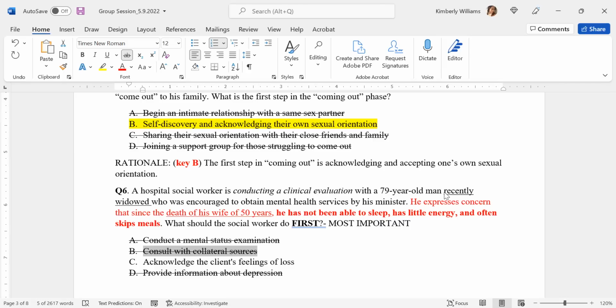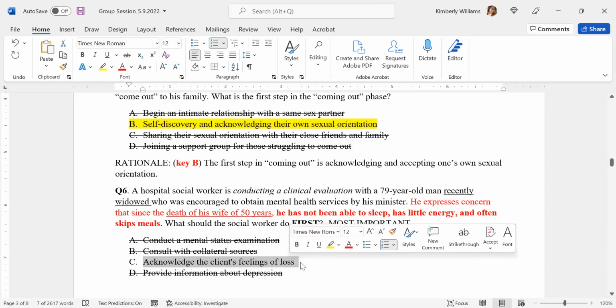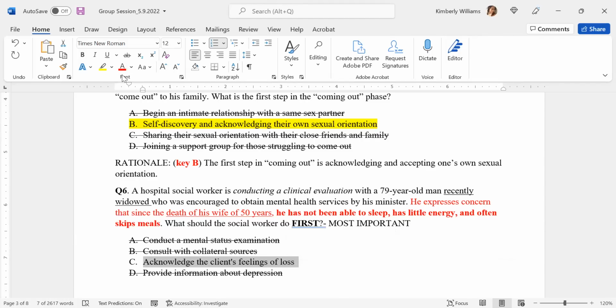So we definitely want to acknowledge the client's feelings of the loss, because this is something that we want to engage him and build rapport and build trust with him. And we do that by empathizing with him and all that. That's all part of engagement. So that's the phase that we're in. So that's why we're going to do that.